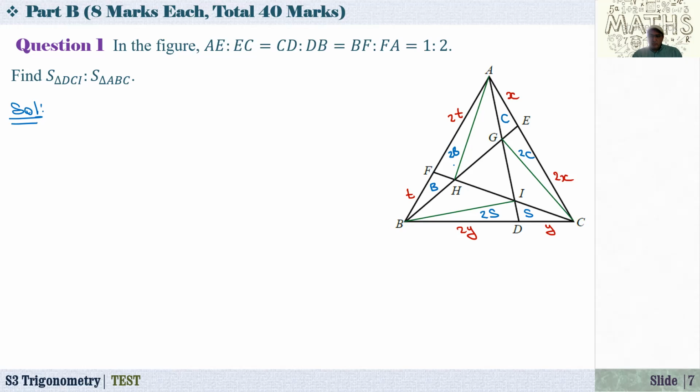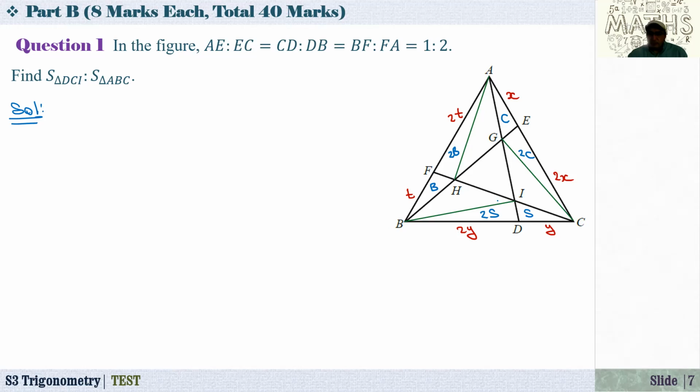Okay, now B and X. So now from this triangle, if you look at this, for example, the ratio of FH to HI is the same as the ratio of this area BFH to the area of HBI. And it's the same as the ratio of triangle AFH to AHI.